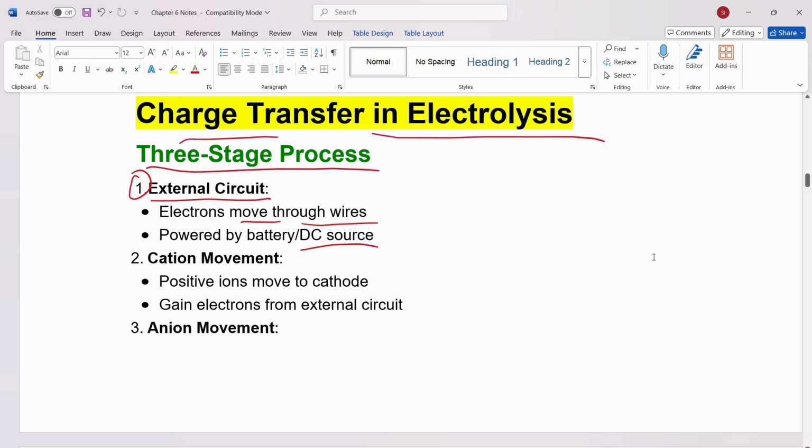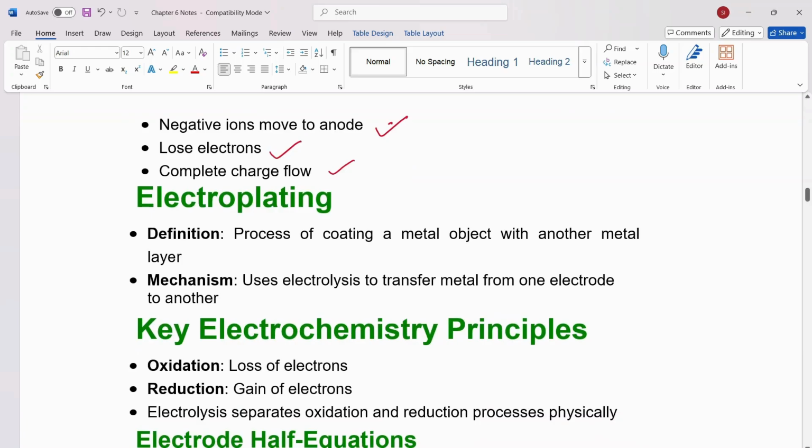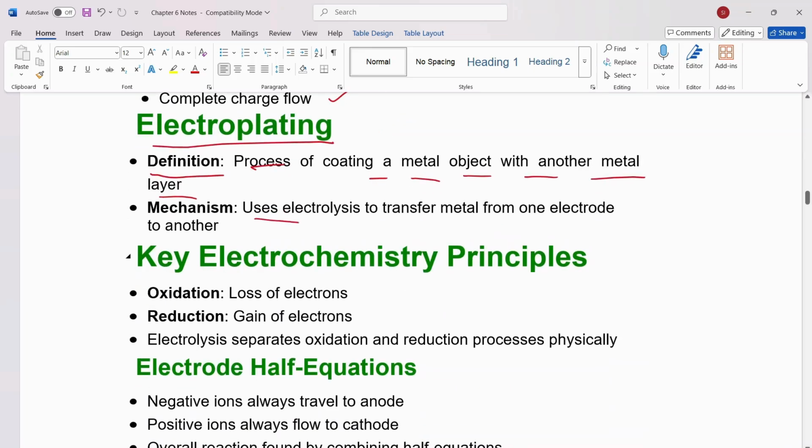Then we have cation movement. Here positive ions move to the cathode and gain electrons from the external circuit. Next we have anion movement. Here negative ions move to the anode and lose electrons, and then it completes the charge flow. Now let's talk about electroplating. The definition is important: the process of coating a metal object with another metal layer. Mechanism: it uses electrolysis to transfer metal from one electrode to another.